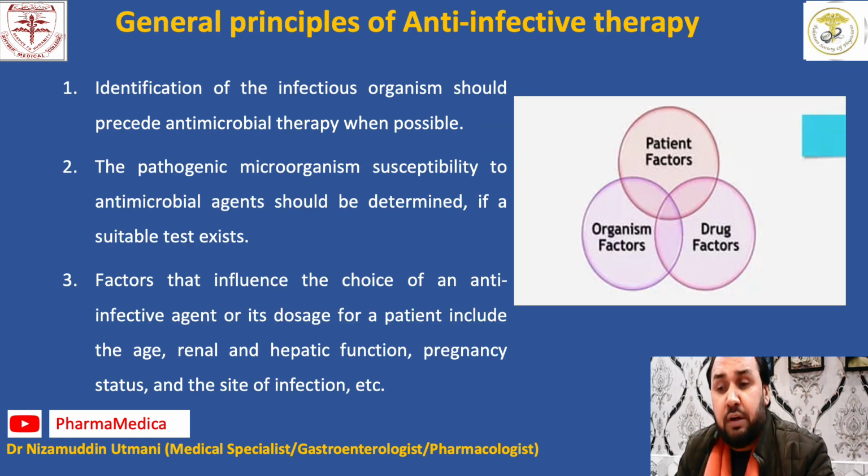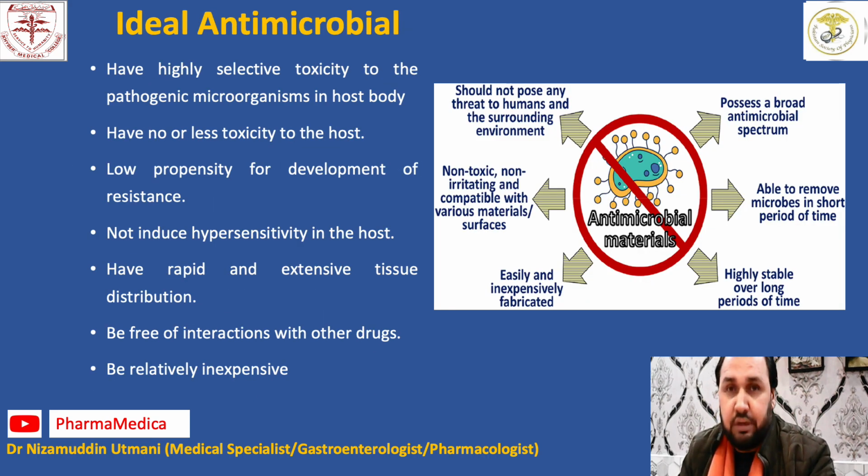General principle of anti-infective therapy: you just identify the infection, then identify the pathogenic organism, identify the gravity of disease, कि कितनी infection है, कितनी severity है, and then use these different factors like age, gender, इसके अलावा कोई comorbidity है, pregnancy है, and then you select the antibiotic and treat that particular patient.